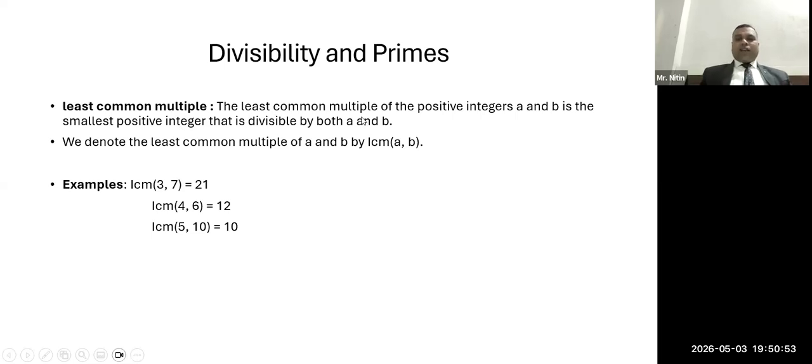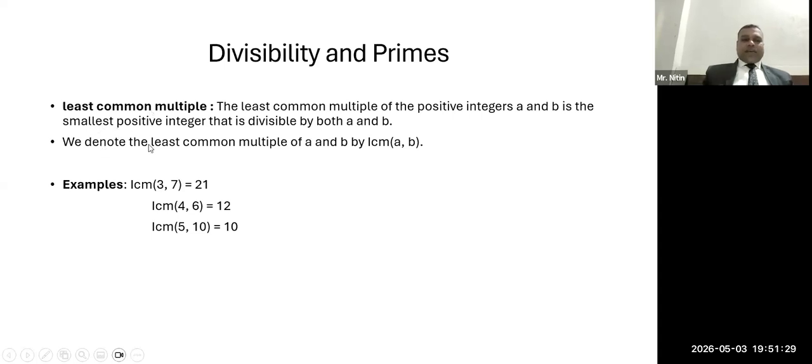The least common multiple of positive integers, for example, if these integers are a and b, is the smallest positive integer that is divisible by both a and b. What it says? Least common multiple of positive integers, let's consider a and b, is the smallest positive integer that is divisible by both a and b.